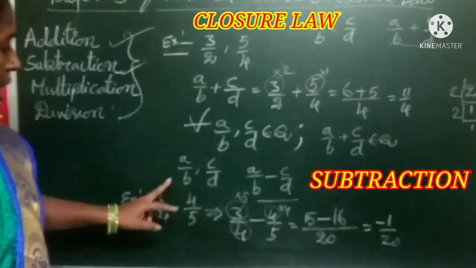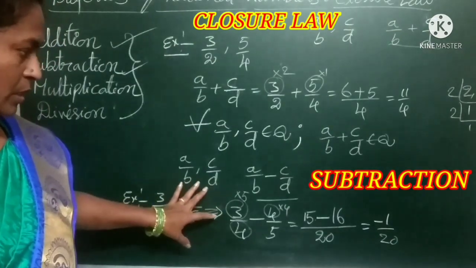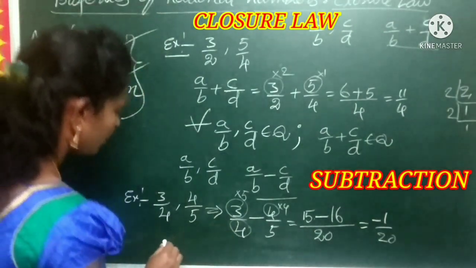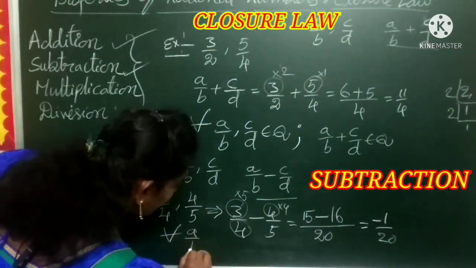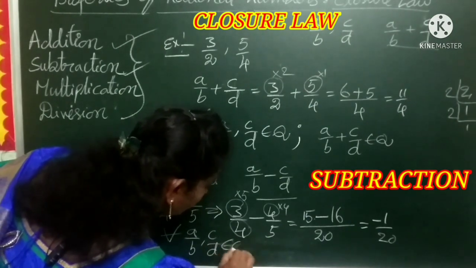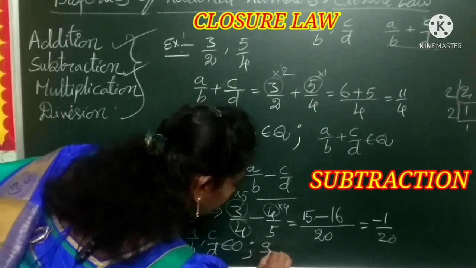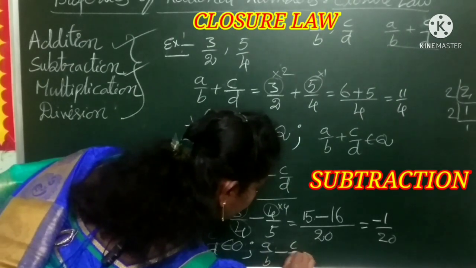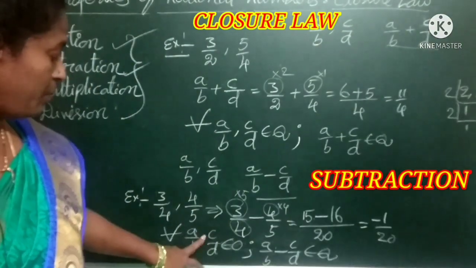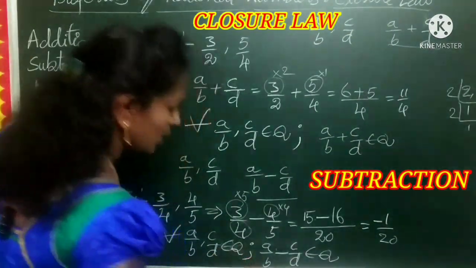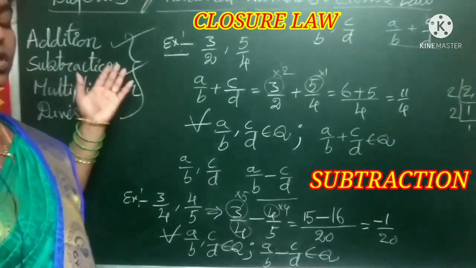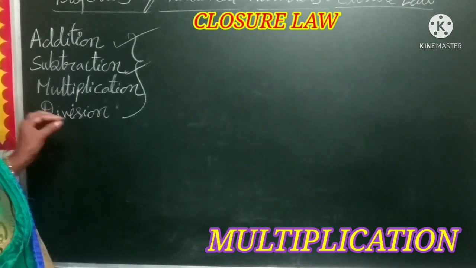Means a by b and c by d, two rational numbers, their difference is also a rational number. So for all a by b and c by d belonging to Q, a by b minus c by d belongs to Q. Their difference is also a rational number. So rational numbers are closed under subtraction.